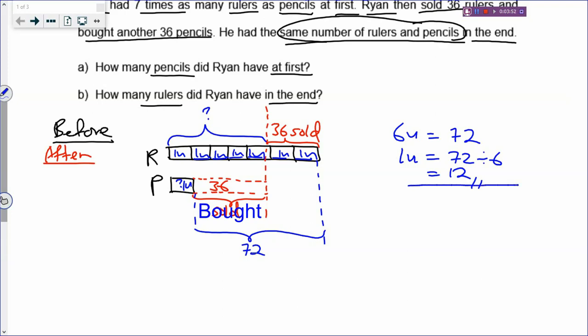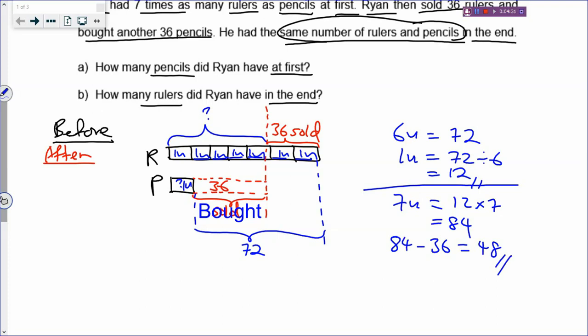You can see that it's very fast to get the steps once you focus on the model drawing. And then how many rulers did Ryan have in the end? Well, you have to be very careful. It is not 5 units, but you have to find how many rulers at first, which is 7 units. There are 7 units of rulers at first. So you take 12 times 7, and you will get 84 rulers at first. And then he sold 36 rulers. So you take 84 minus 36, and you will get 48 rulers in the end. That's how you solve part B.